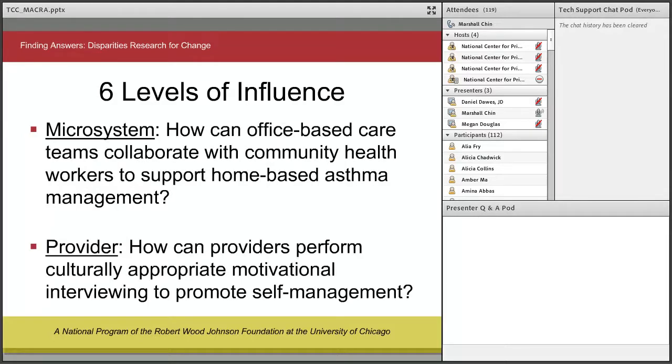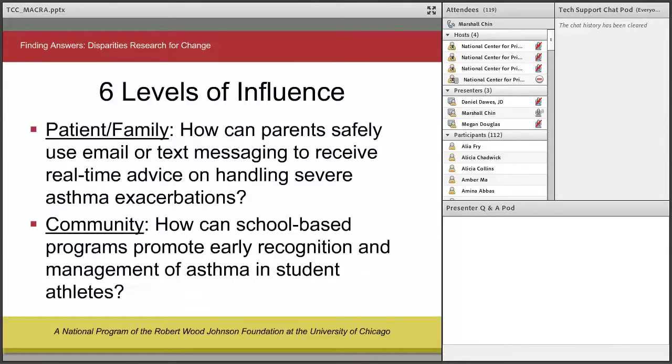The microsystem is the immediate care team. So, for example, can you embed community health workers into your basic team to support home-based asthma management? For providers, one example would be train providers in culturally appropriate motivational interviewing to promote self-management of patients. A patient family example would be, can you use email or text messaging to receive real-time advice for parents on handling severe asthma exacerbations? A community example would be school-based screening programs to screen for asthma in student athletes.